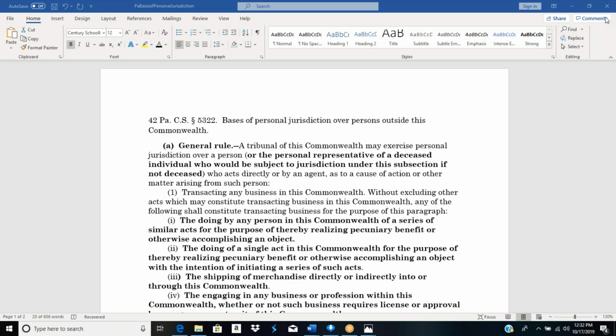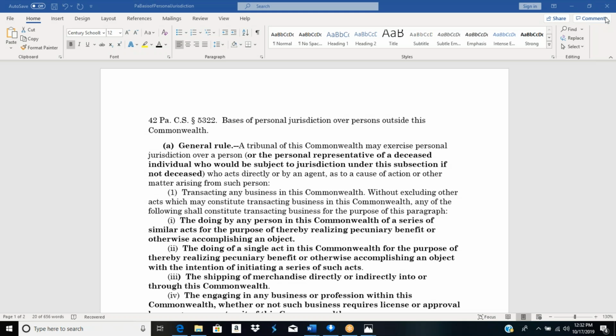Today I'm going to expose to you a secret that, of course, obviously no state wants you to know. I'm going to show you the basis of personal jurisdiction over persons. Now I'm using Pennsylvania's. Every state has one. Please do not email me and ask me for that state. You've got to go and find it. I'm using Pennsylvania's because I had to give a class on this the other day and it was just readily available.